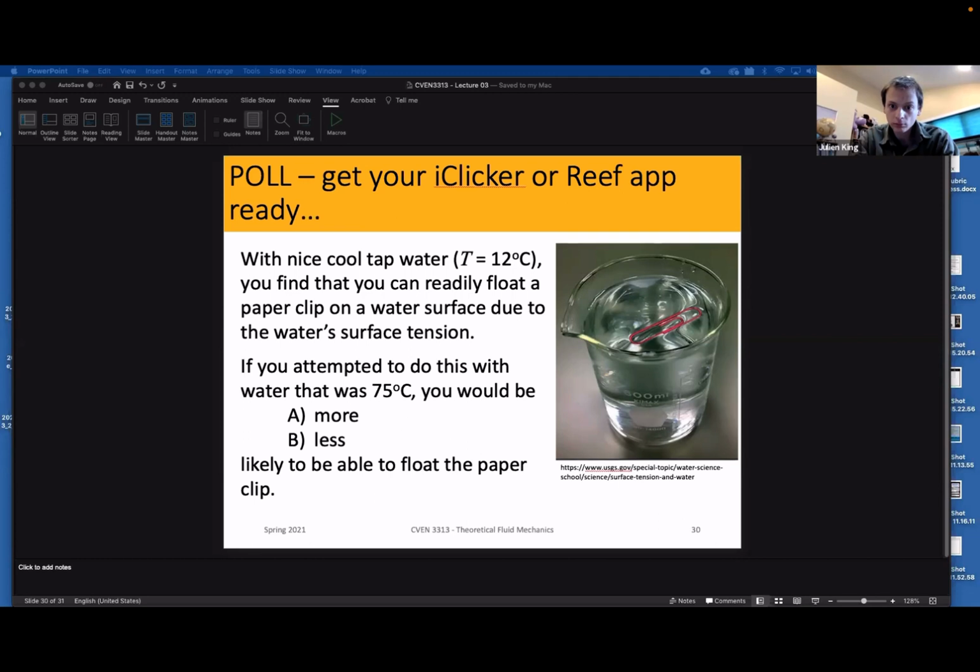So think through it a little bit. Remember we talked about those molecules interacting with each other at the surface versus at depth. What does that mean when we warm them up? Are they more likely to hold or less likely to hold?